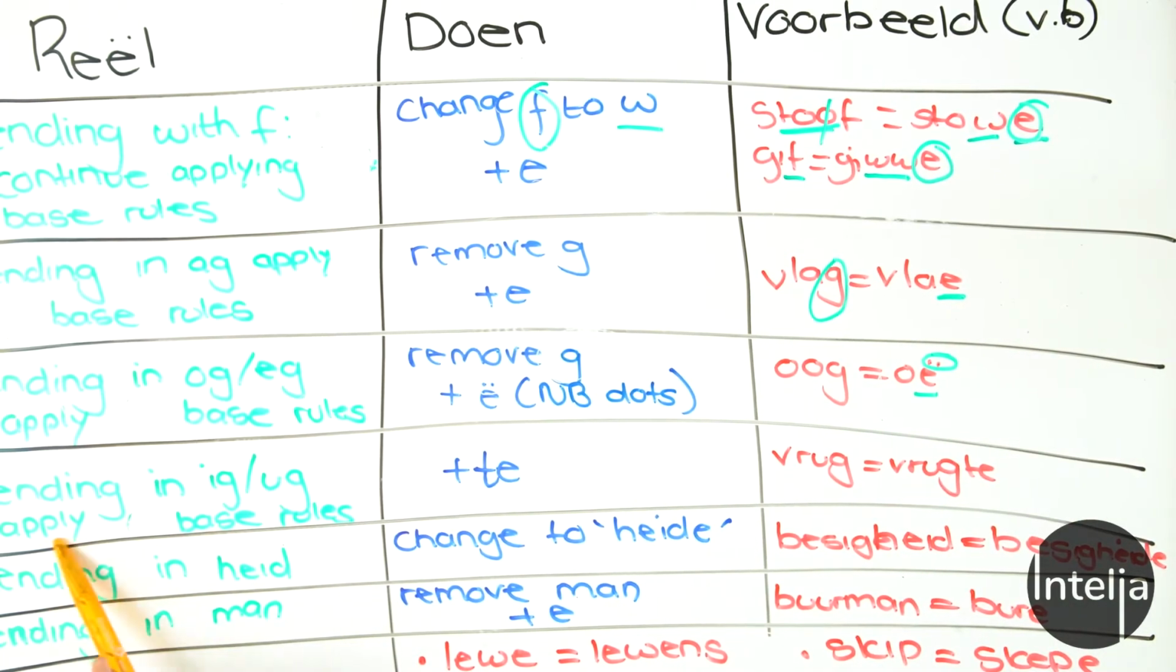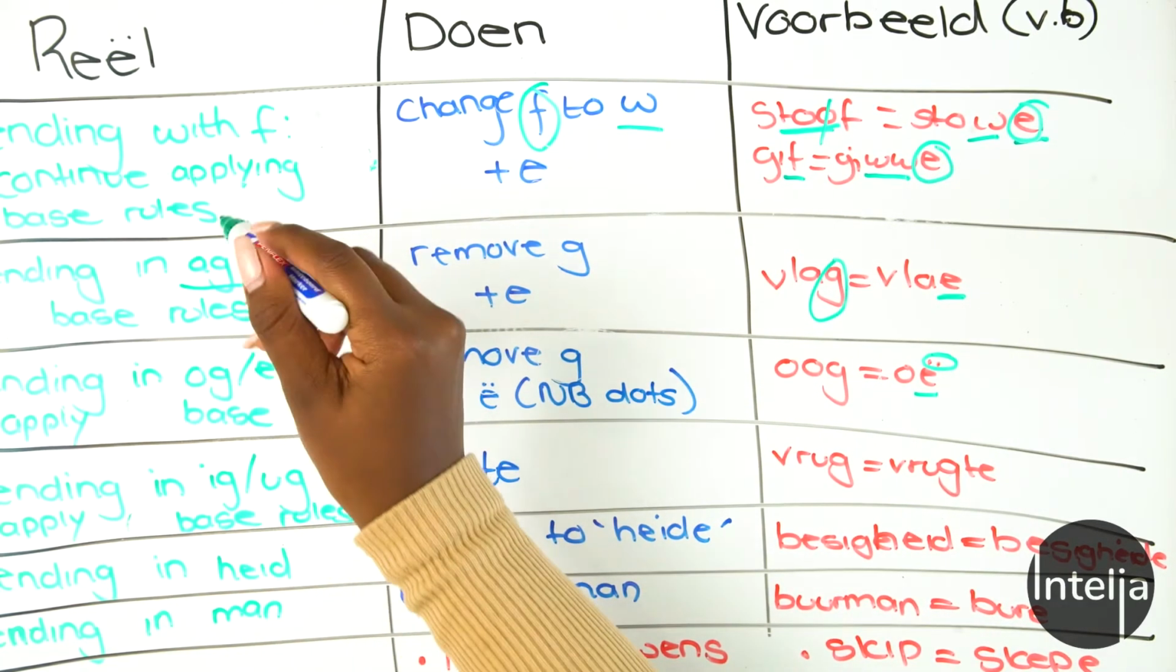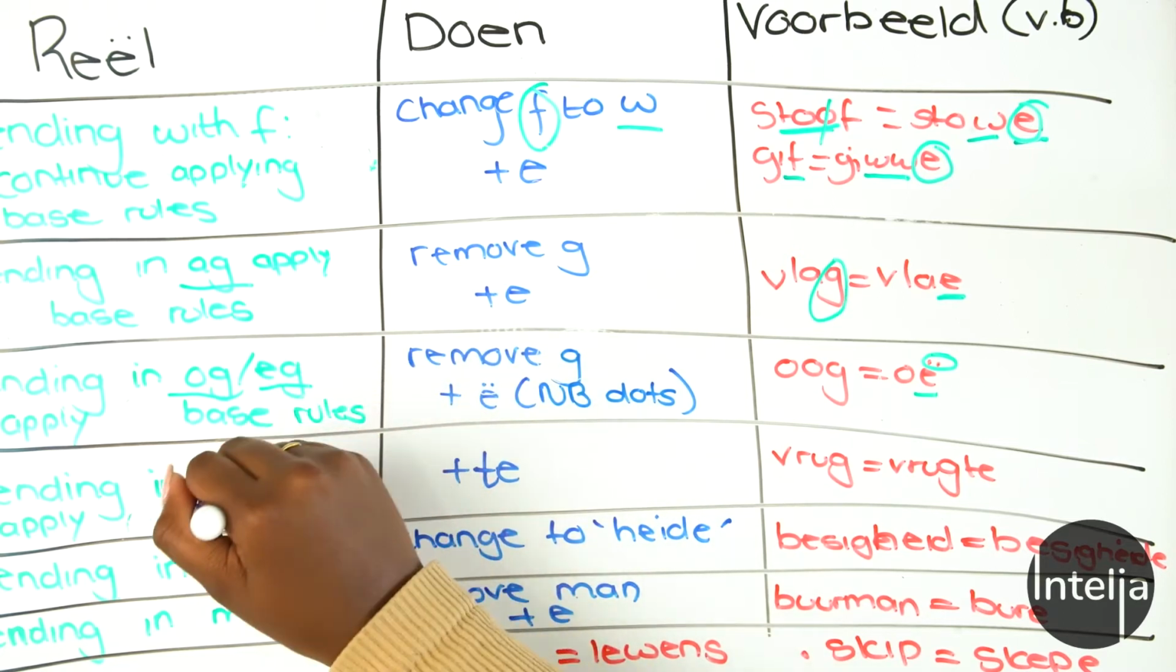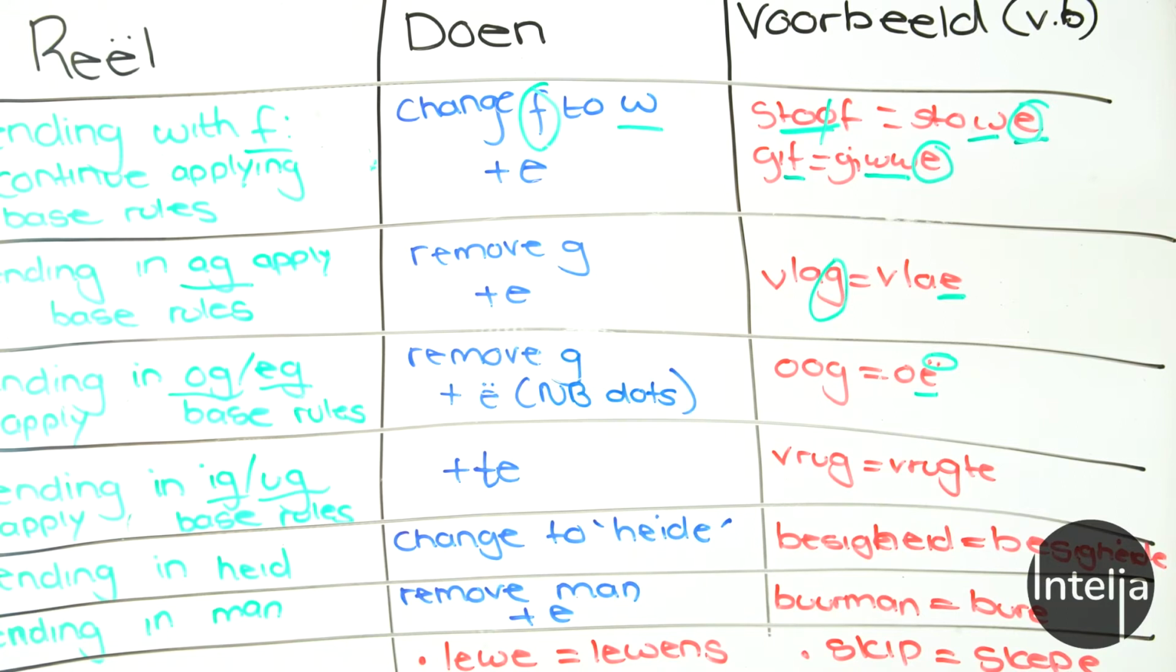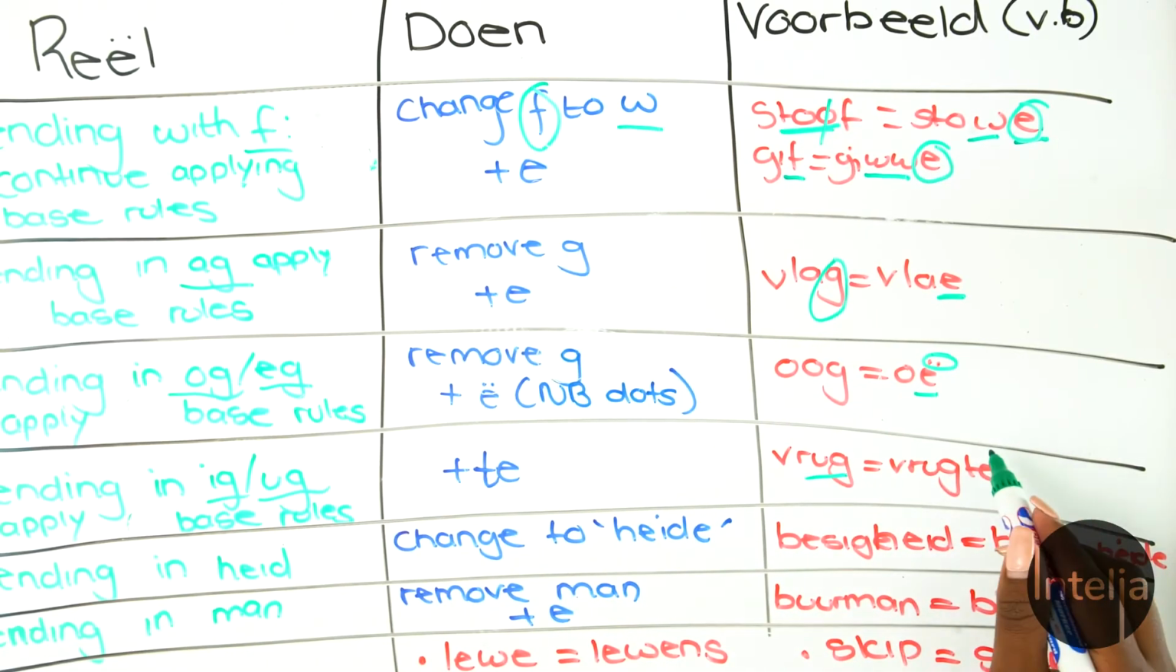Ending in IG or UG, apply base rules. A word that ends in IG or UG, that's what you're mainly looking at. So it's AG, OG, EG, IG, UG, and F. We're going to remove the G and add TE. So vrug, what does it end with? UG becomes vrugte. All we did was add TE to it.